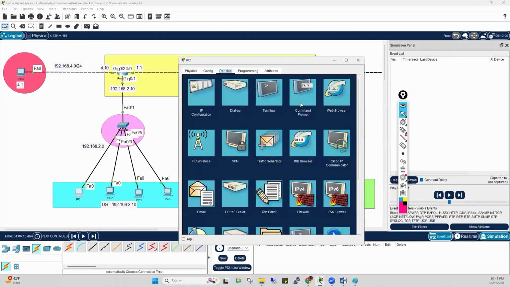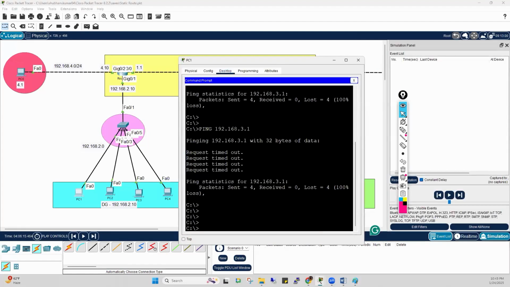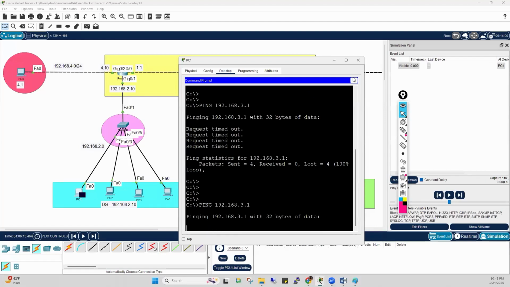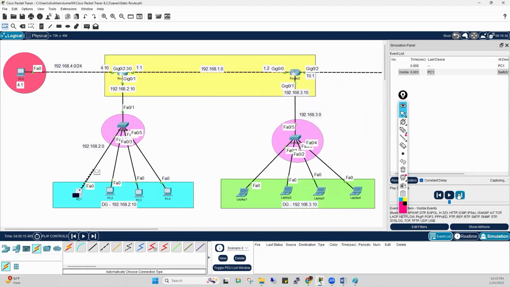Come here on this command prompt. Packet reach 3.1. See, this router forwards the packet. I hope this is clear to all of you, right? I provide here the 192.168.3.0 network towards this one.